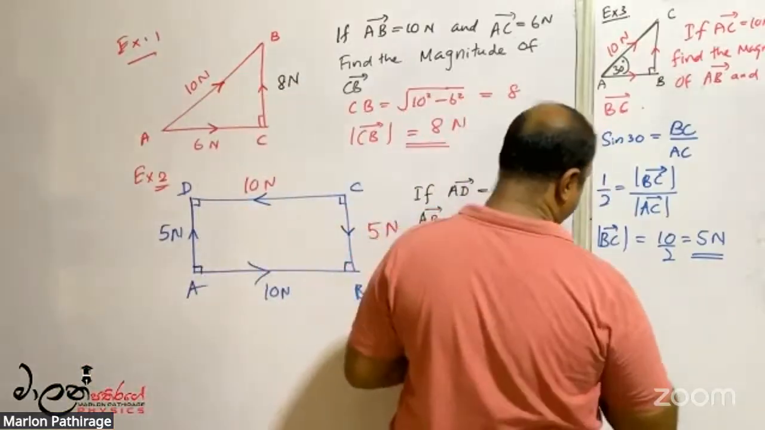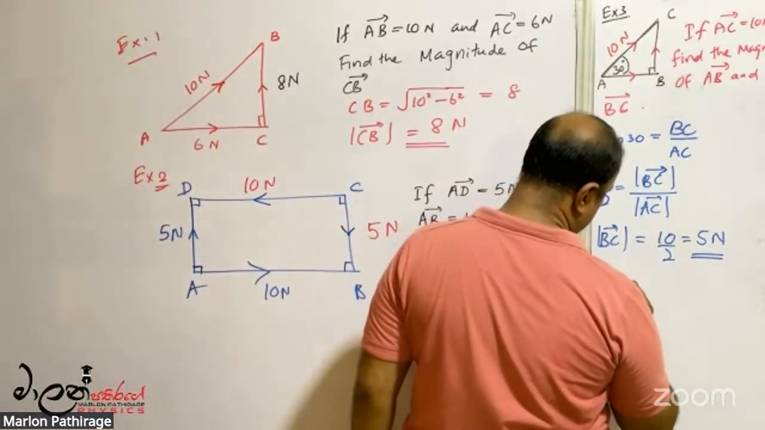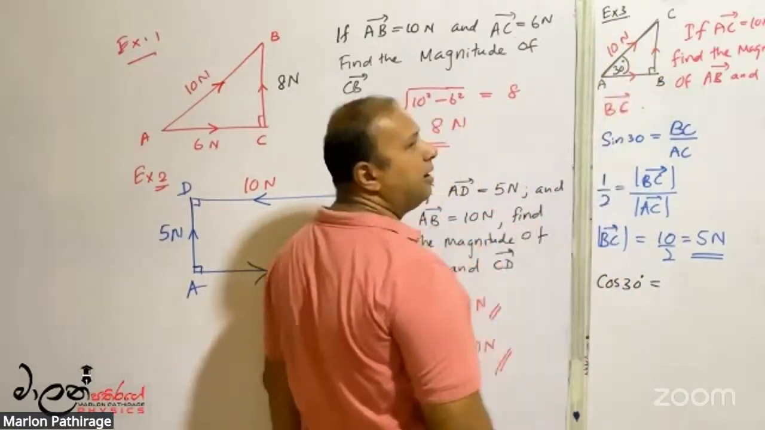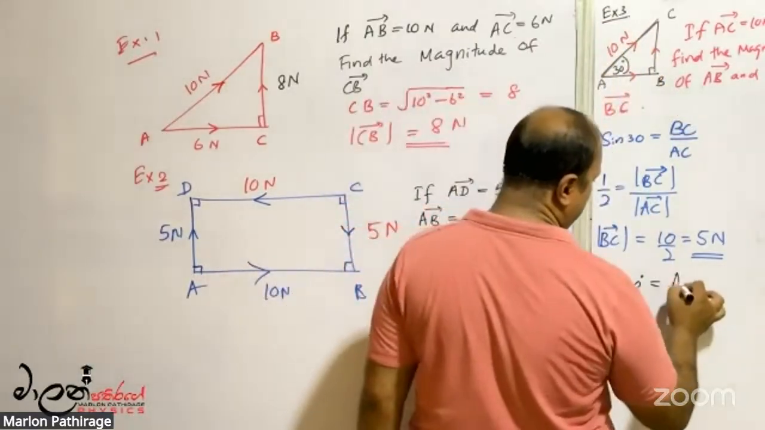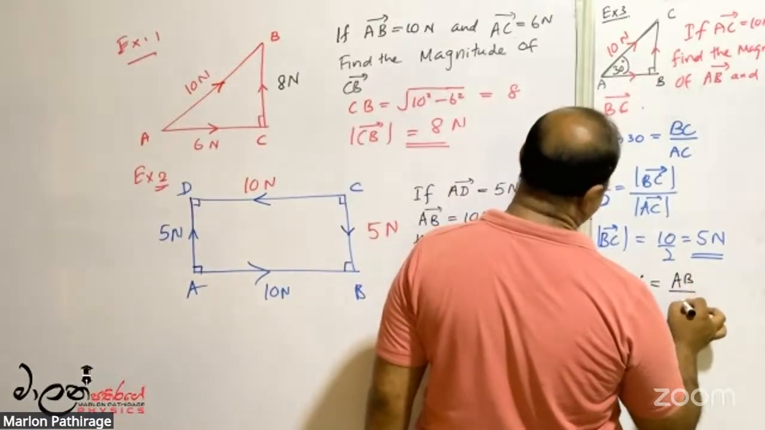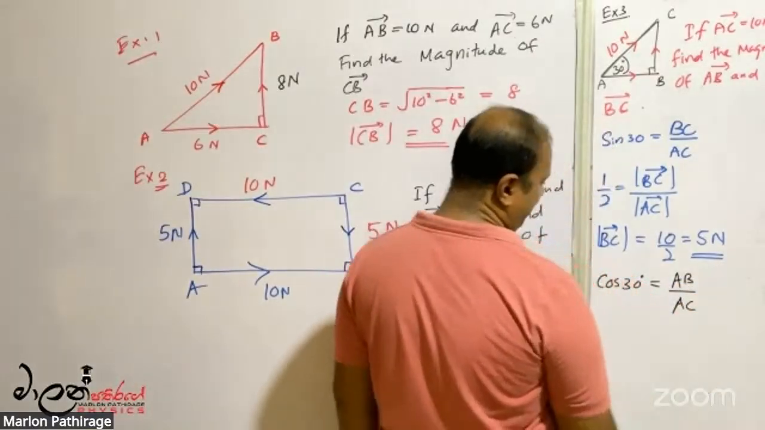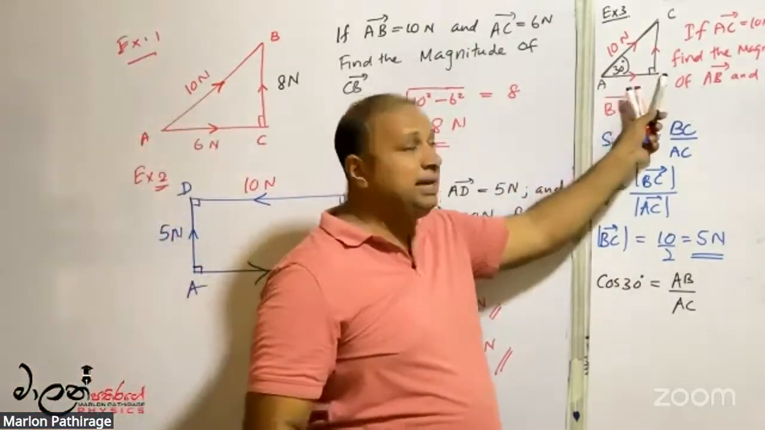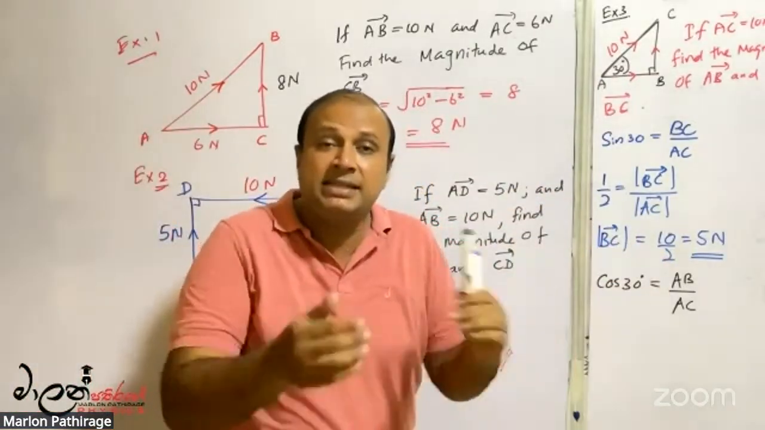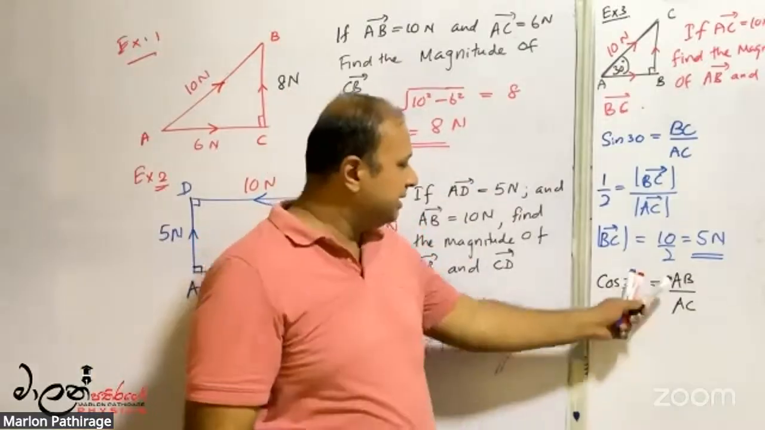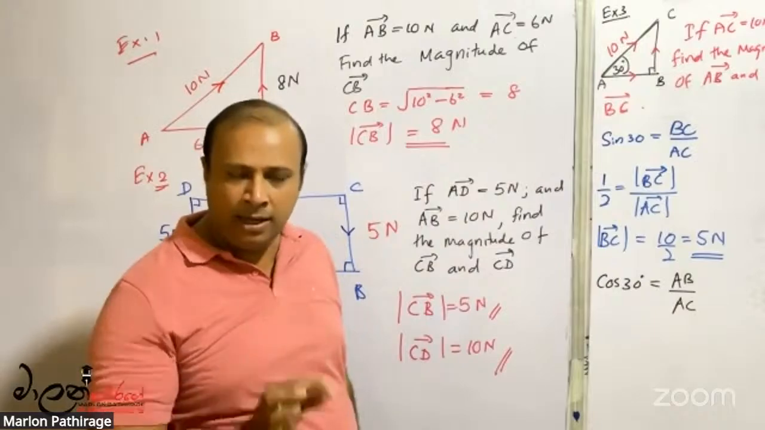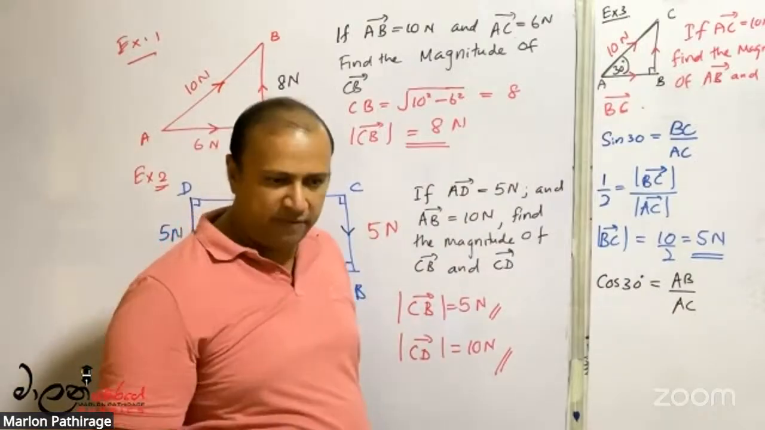Cos 30. Cos 30 is the adjacent side over the hypotenuse. The adjacent side means AB. The hypotenuse is AC. AB length means the magnitude of the AB vector.